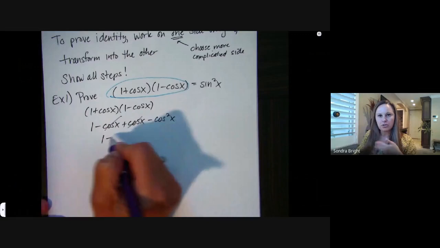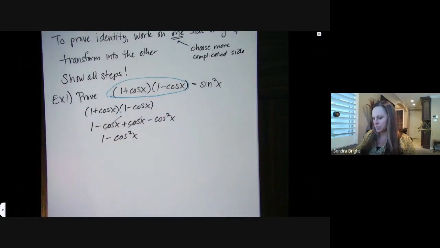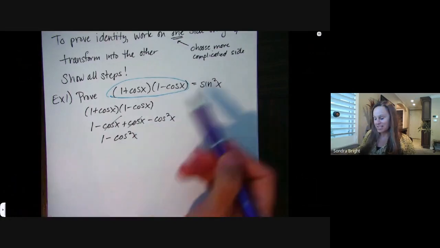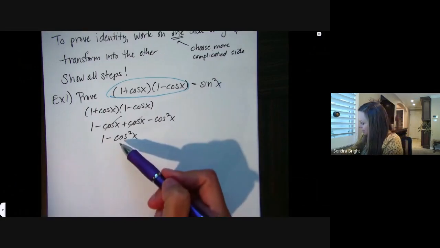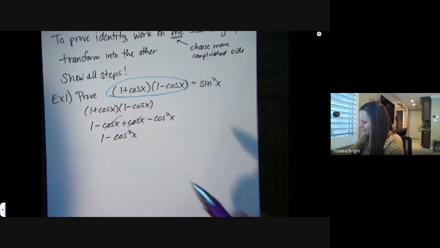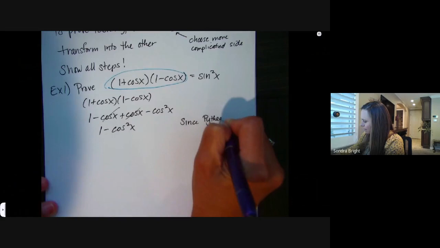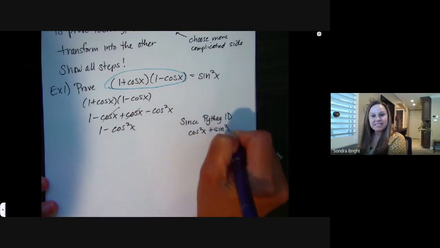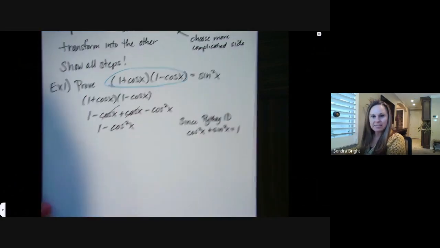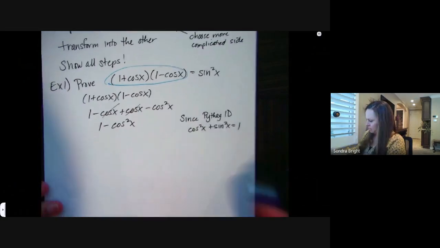Now, keep in mind, you should always be looking at what your goal is. My goal is to get sine squared. Well, how do I get sine squared from this? Well, it's actually equal already. Since we have that Pythagorean identity of cosine squared plus sine squared is equal to 1. And remember I said that's the identity you're going to memorize, but keep in mind you can rearrange this equation and it will be the same thing.